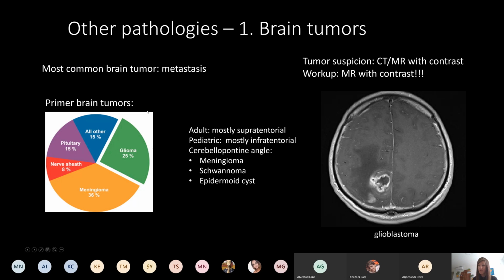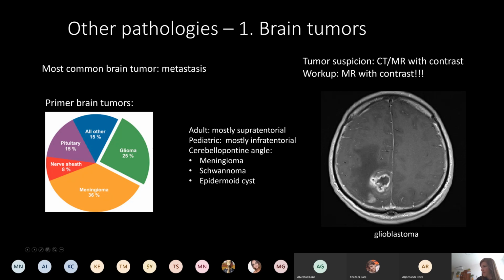Then among the primary brain tumors, the most common is glioma, or actually, oh, I thought it was gliomas. Okay, it says meningioma. Okay, weird. Okay, don't learn this. In adults, brain tumors are mostly supratentorial. In the pediatric population, it's mostly infratentorial. There are specific tumors in the cerebellopontine angle, like meningiomas, schwannomas, epidermoid cyst.